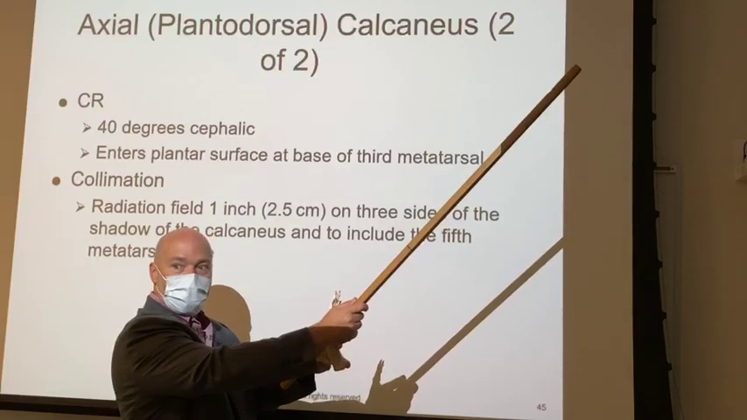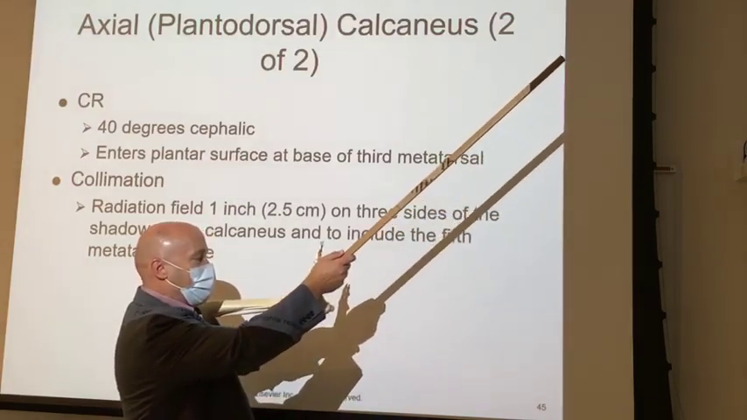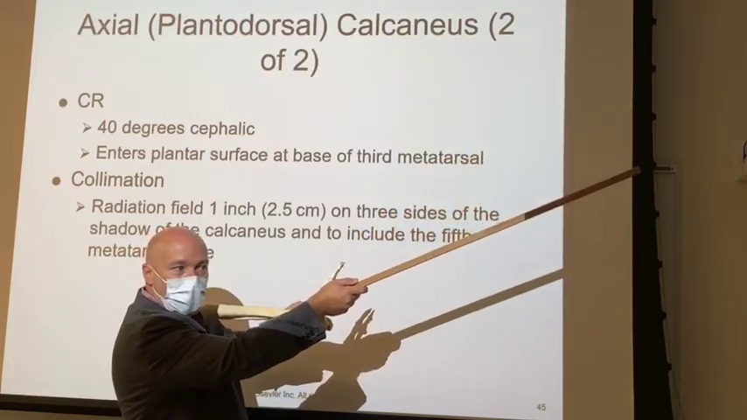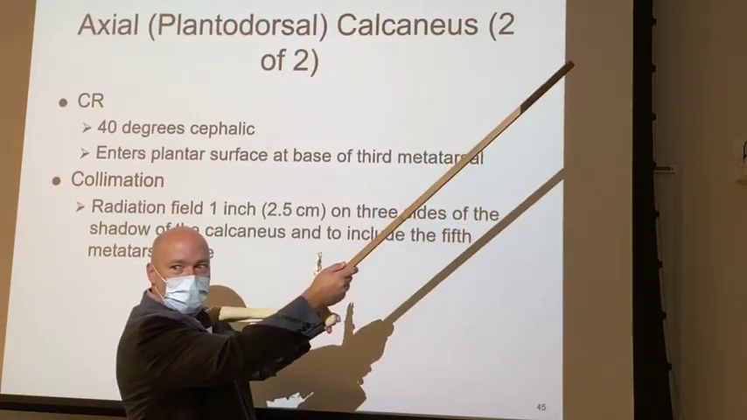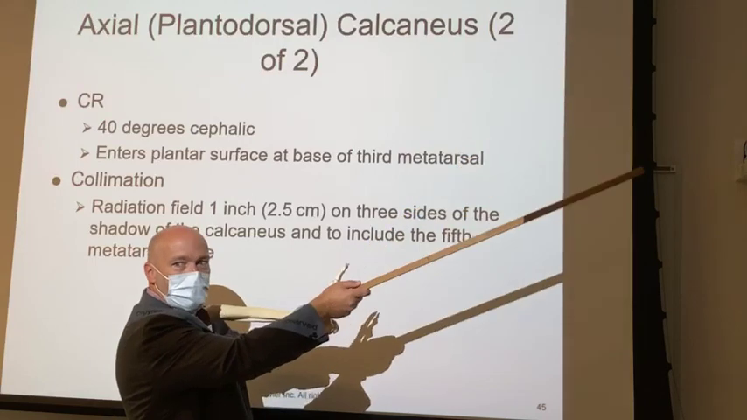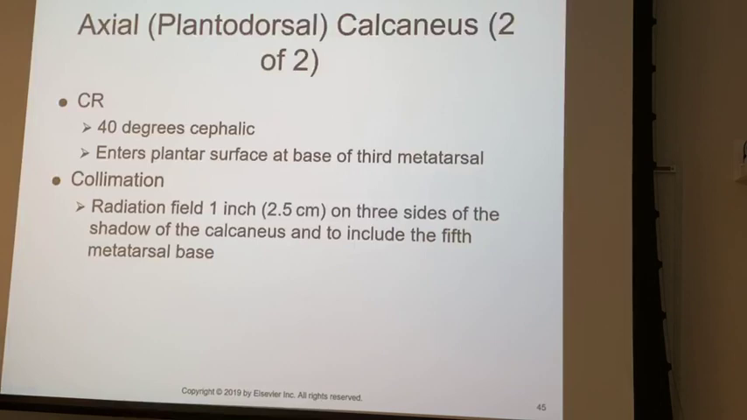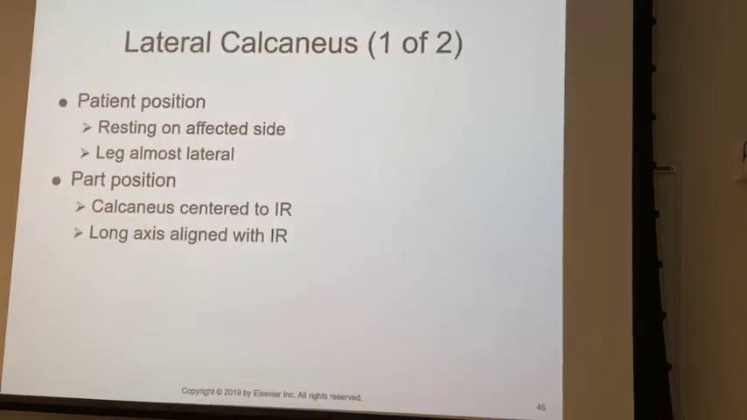If the patient can't dorsiflex that far, then what you're going to do is just increase your angulation. Okay? You're going to try to keep that relationship the same. Does that make sense? Okay. So try to get them to 90 degrees, 40-degree cephalic angulation if they can do it. If they can't do it, just increase your angulation and try to show the same thing.